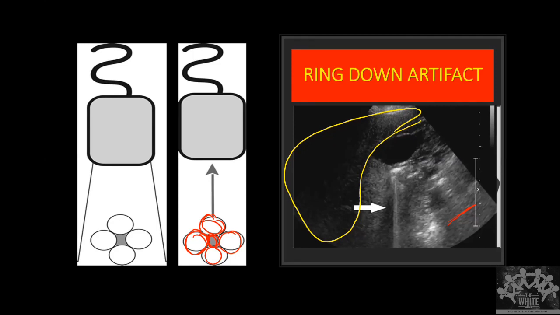Now below the gallbladder, this will be superior, this will be inferior. Below the gallbladder, you are seeing something which is bright and it is causing this ring down artifact. What is it? What do you think this is?